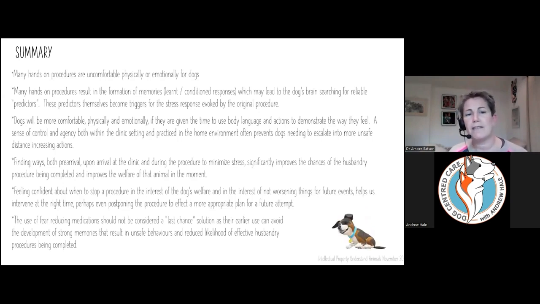The use of fear reducing medicines should not be considered a last chance solution. If we use them earlier in a dog's veterinary experience, then we can avoid the development of strong memories that often result in those unsafe behaviours, and we can reduce the likelihood of effective husbandry and veterinary procedures not being completed in a more productive way, which also includes the experience of their human caregiver feeling more positive and taking a more positive approach to our entire treatment plan and the whole procedure.